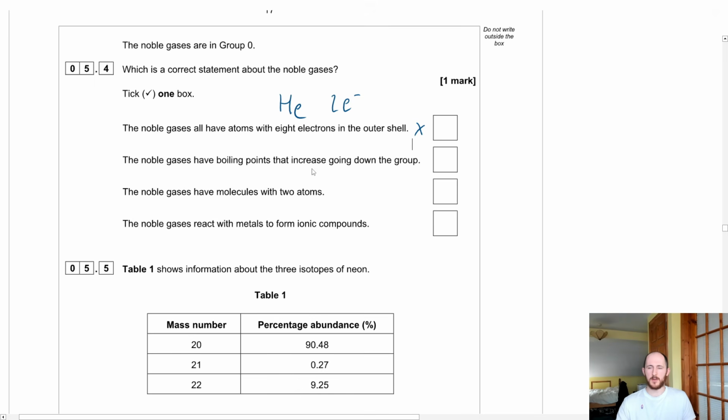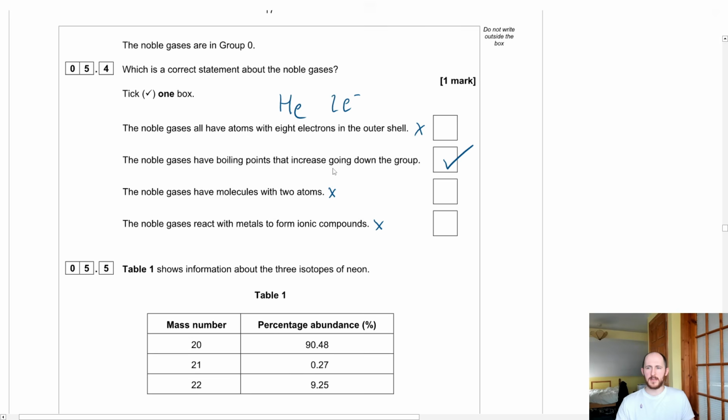Noble gases have boiling points that increase going down the group. Maybe, maybe not. The noble gases have molecules with 2 atoms. Well, that's the whole diatomic thing. This is actually not true because they are unreactive, which means they won't form those diatomic bonds because they're not reacting with each other. Noble gases react with metals to form ionic compounds. They don't really react at all, so it must be this one. That is process of elimination, but I would recommend checking as well, does this make sense?